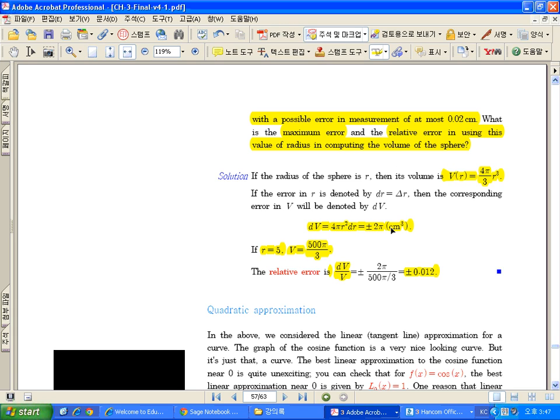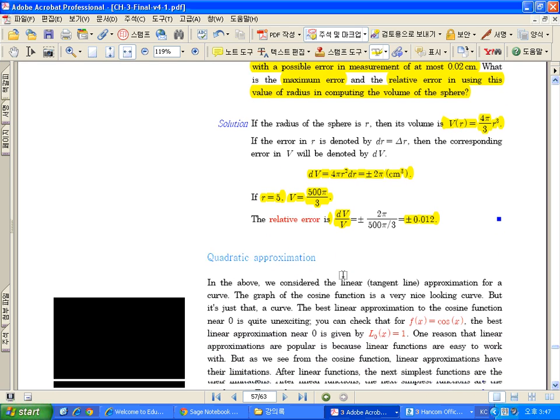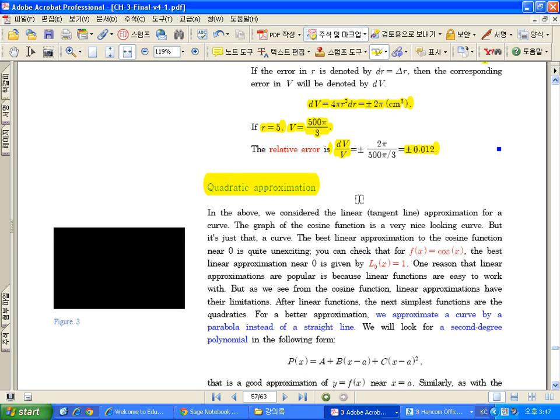So this shows if we have this much of the possible error, then the maximum error doesn't exceed plus or minus 2 pi cubic centimeter, and also the relative error can be controlled in this range. If we want to make this relative error smaller, then we should have a better measurement on checking the radius of a sphere. So by developing the measurement here, we can always control this relative error as much as we like. Okay. Now, the quadratic approximation.